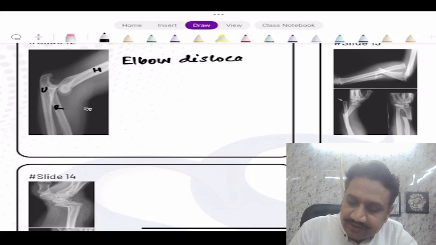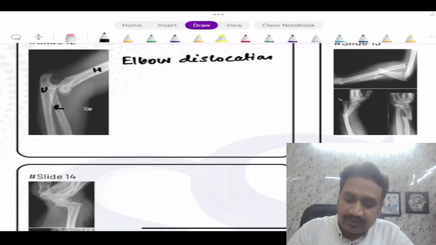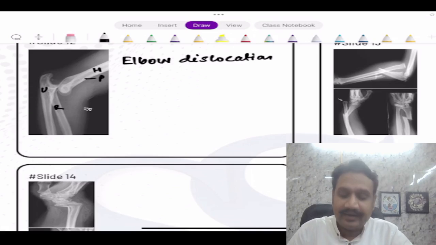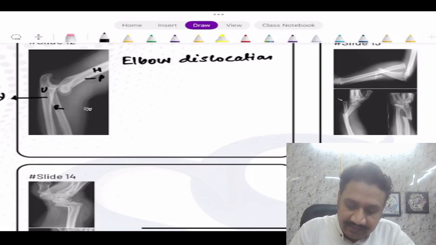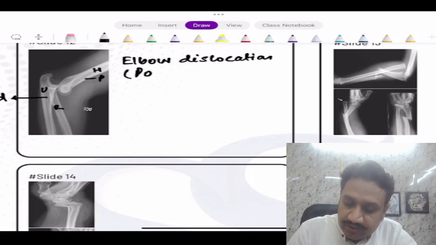And what kind of dislocation should I call it? Is it anterior? Is it posterior? What should I call it? The proximal part is humerus, which is staying anteriorly. The distal part is radius and ulna, and they are going on the back side. So this is a posterior dislocation of the elbow.